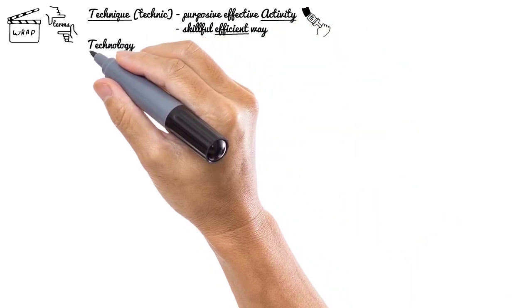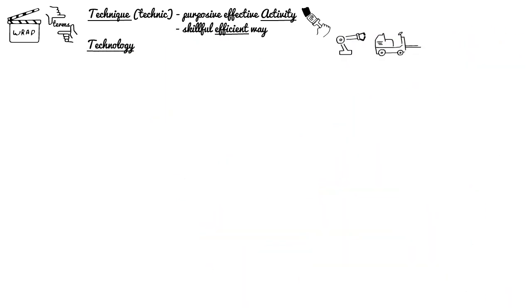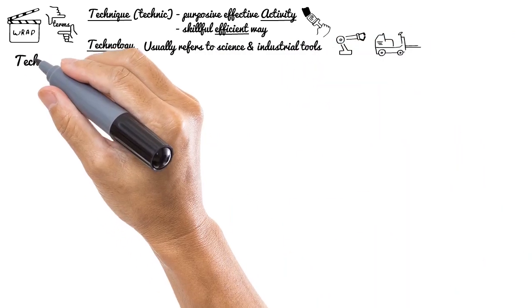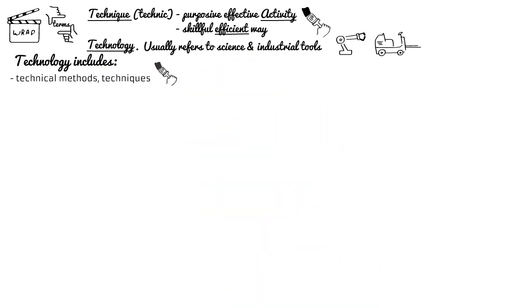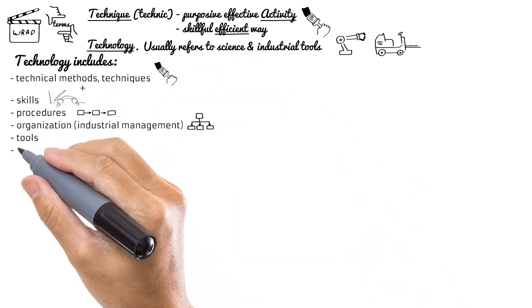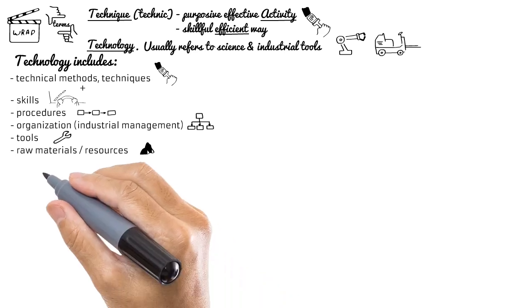The technology term came during the Industrial Revolution and the era of manufacturing. Usually it refers to the use of science and industrial tools. Technology includes technical methods and techniques in the first place, as well as skills, procedures, organization, industrial management, tools, raw materials and resources to produce desired products, to solve problems, to fulfill needs.